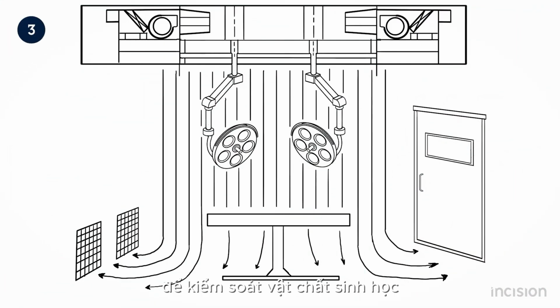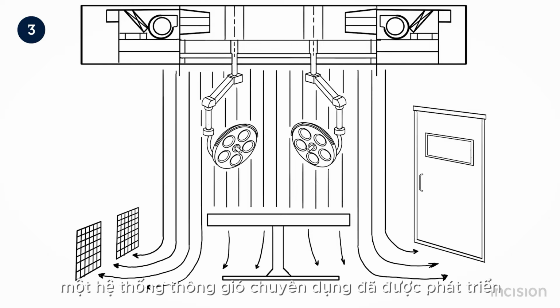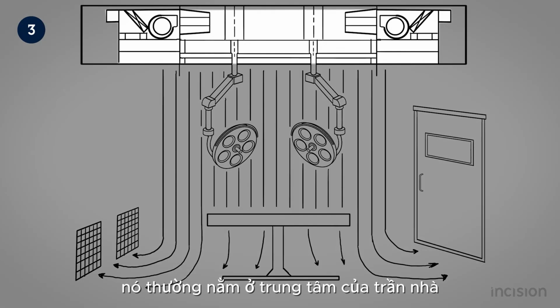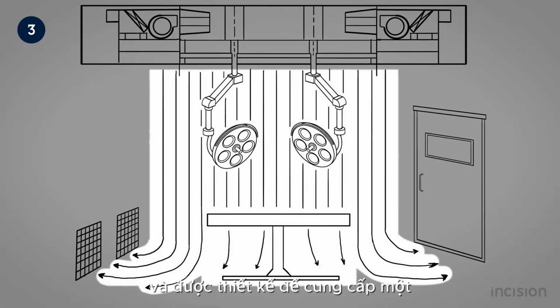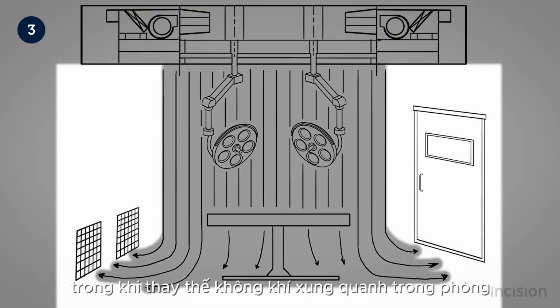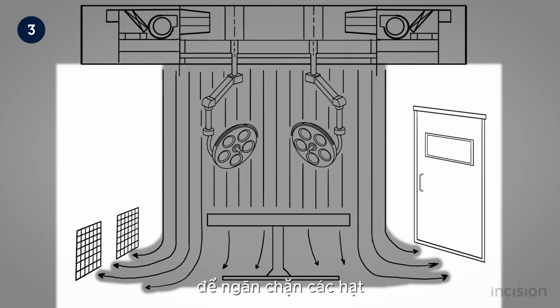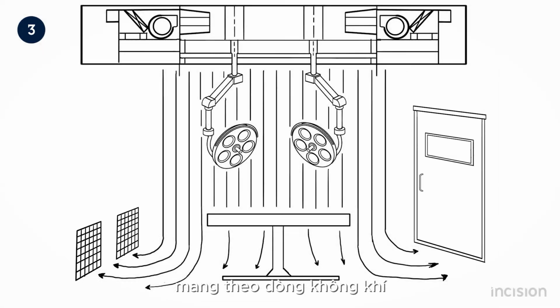In order to control bioparticulate matter in the operating room environment, a specialized ventilation system has been developed. It is usually located in the center of the ceiling, right above the surgical table, and is designed to provide a clean, filtered downflow of air, while displacing the ambient air in the room in order to prevent particles carried along by air currents from moving towards the sterile area. This type of ventilation is also known as laminar downflow.